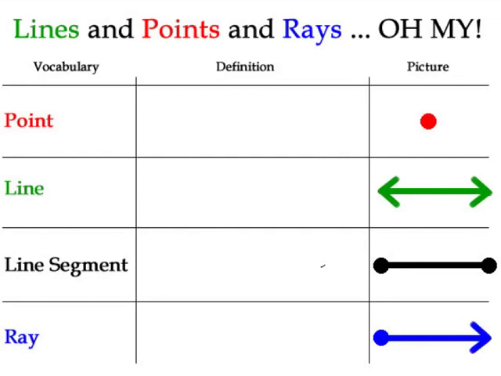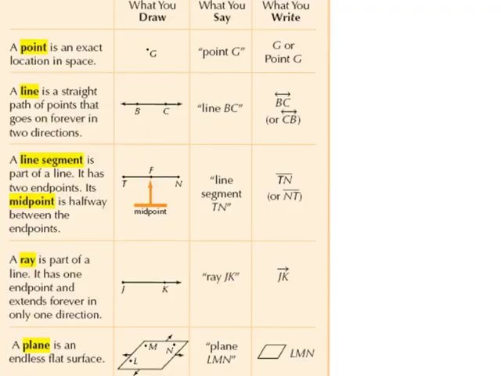So a point stands for any point in space. A line extends in both directions. It has no starting point and no stopping point. A line segment has a starting and a stopping point, and a ray has a starting point but no ending point. So that's what the arrow indicates. Let's go to the next page.